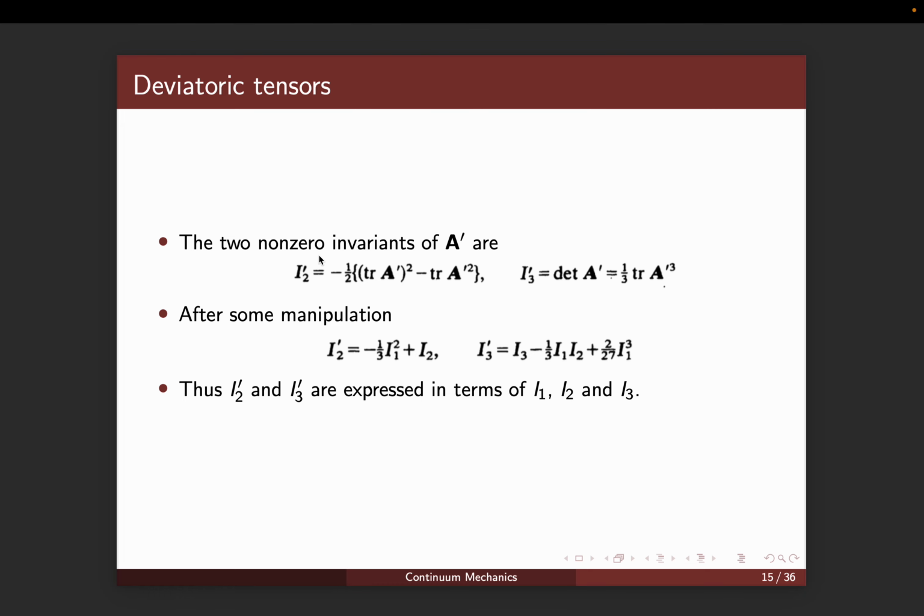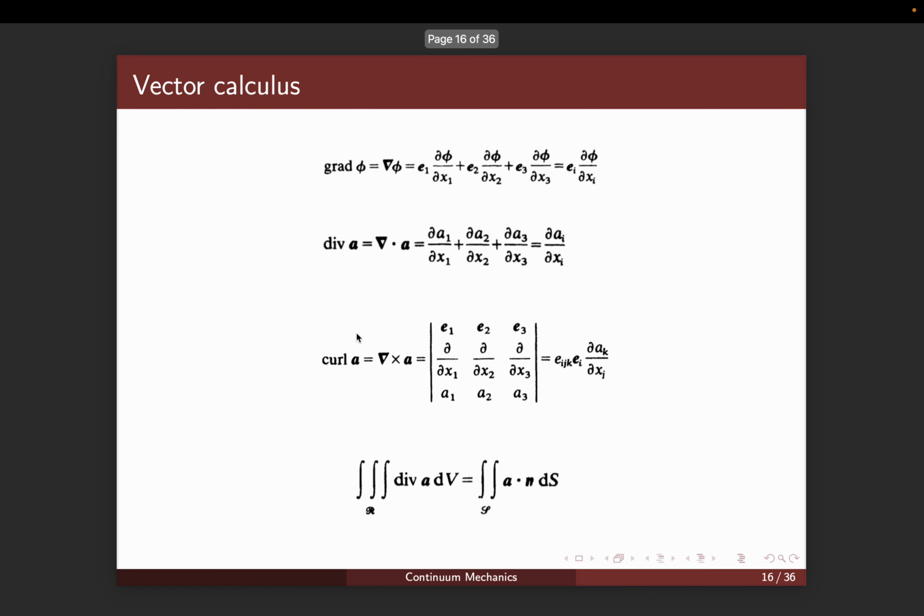So the two non-zero invariants of A prime: because the trace is 0, I1 prime is 0. So we'll have only I2 prime and I3 prime. After some manipulation, one can obtain I2 prime and I3 prime in terms of I1, I2 and I3 only. So this is how deviatoric tensors are represented. The invariants corresponding to the deviatoric tensor take this form.